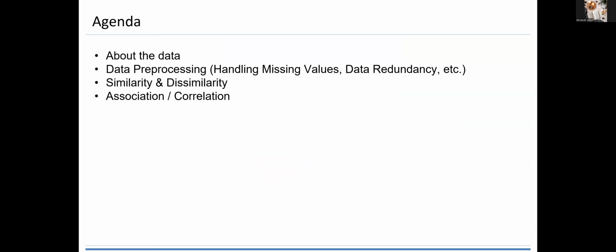And we are going to learn about data pre-processing, especially how to handle missing values, data redundancy, and so on. And we are going to learn about similarity and dissimilarity. And at the end, we will learn about association or correlation.